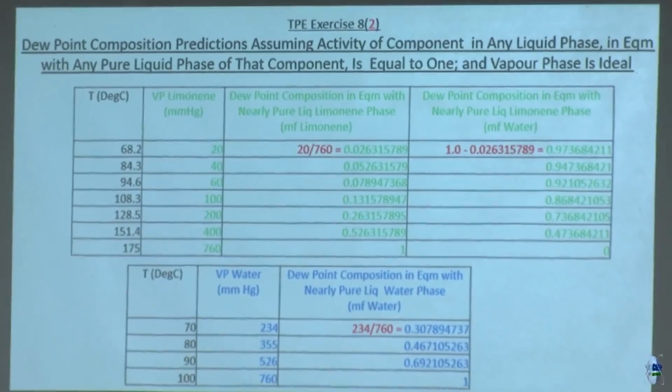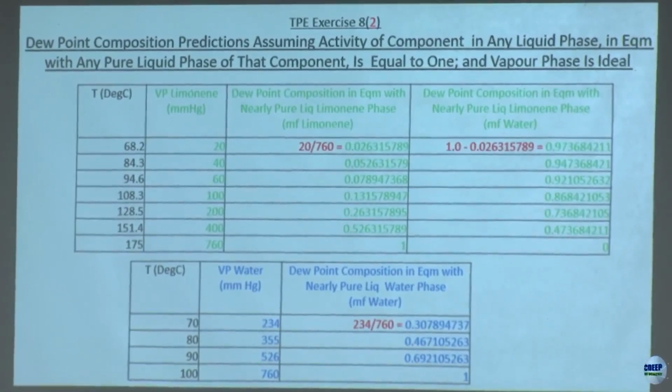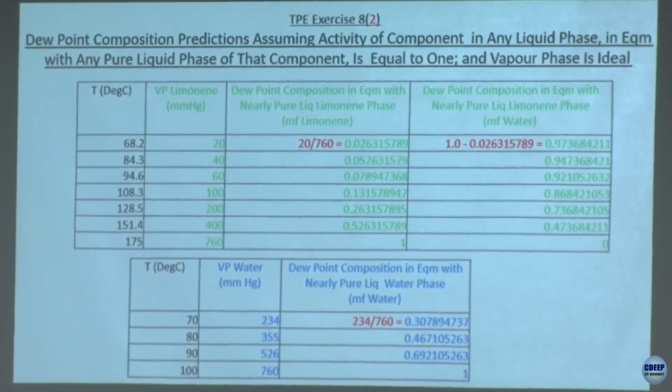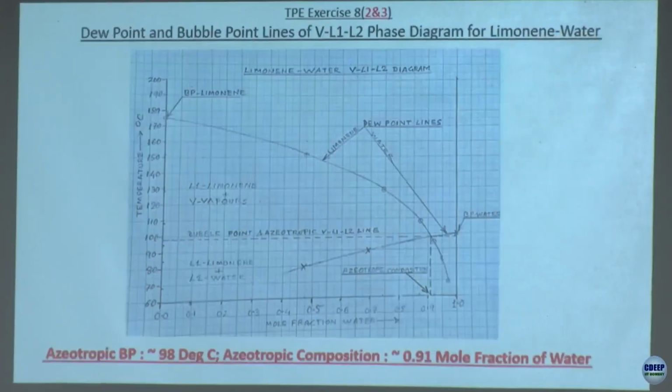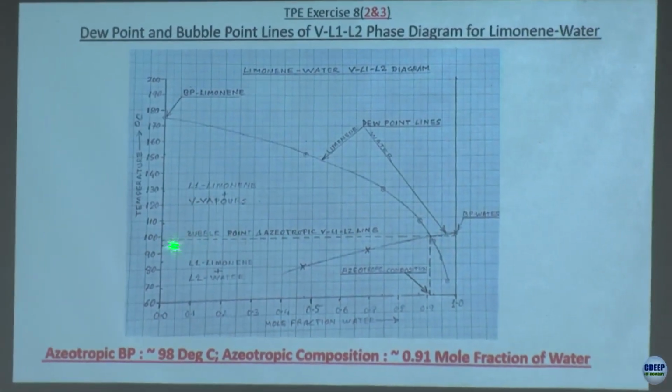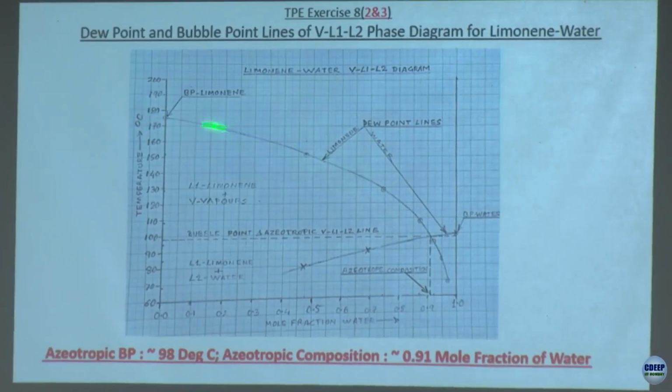The next question was the dew point compositions that we estimated, and you have completed this exercise, I hope. This is the kind of phase diagram that you get. So you have an azeotropic composition corresponding to about 0.91 mole fraction of water, and the temperature at which it happens is about 98 degrees centigrade. So this is the dew point line in equilibrium with the nearly pure limonene liquid, and this is the dew point line in equilibrium with water.